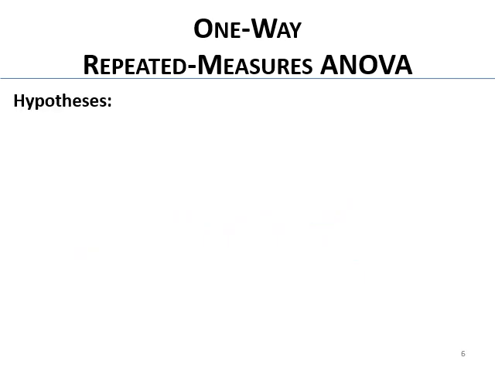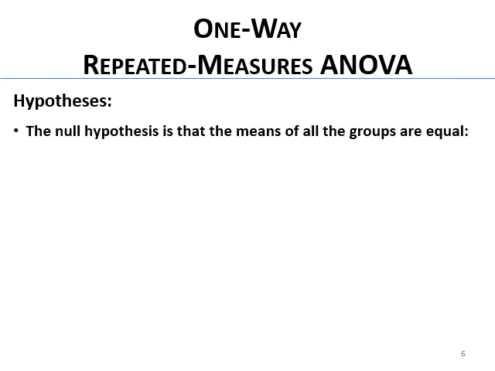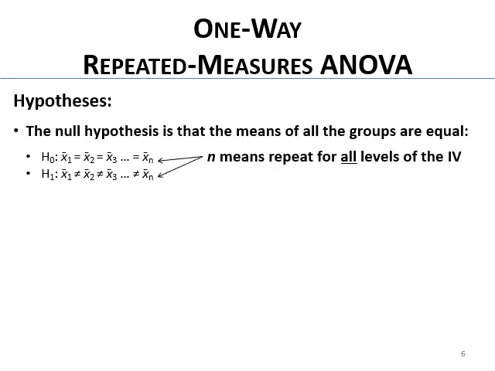All right, so how do you write hypotheses? Exactly the same as between subjects ANOVA, if that makes it easy for you. The null hypothesis is, again, that the means of all the groups are equal. So there's your null: mean of group 1 is equal to mean of group 2 is equal to mean of group 3, etc., and so forth. Your alternative is that they're not all equal to each other. So guess what? This is also an omnibus test. If any group differs from any other group, you'll be rejecting the null.